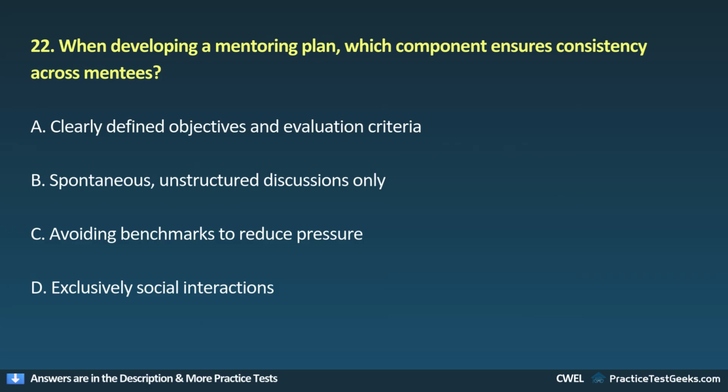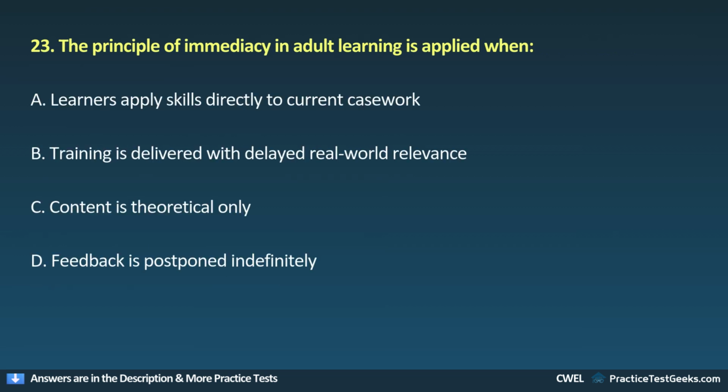22. When developing a mentoring plan, which component ensures consistency across mentees? A. Clearly defined objectives and evaluation criteria. B. Spontaneous, unstructured discussions only. C. Avoiding benchmarks to reduce pressure. D. Exclusively social interactions.